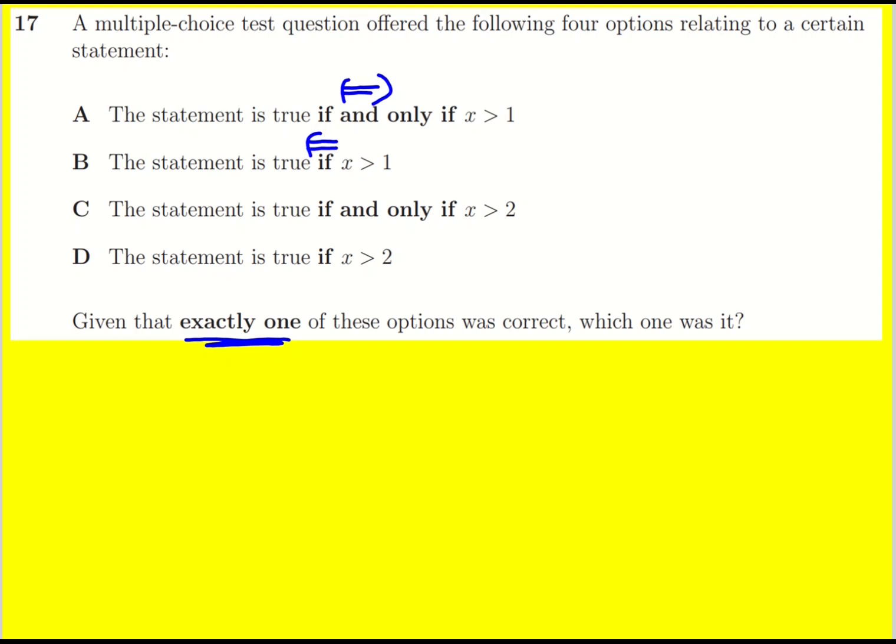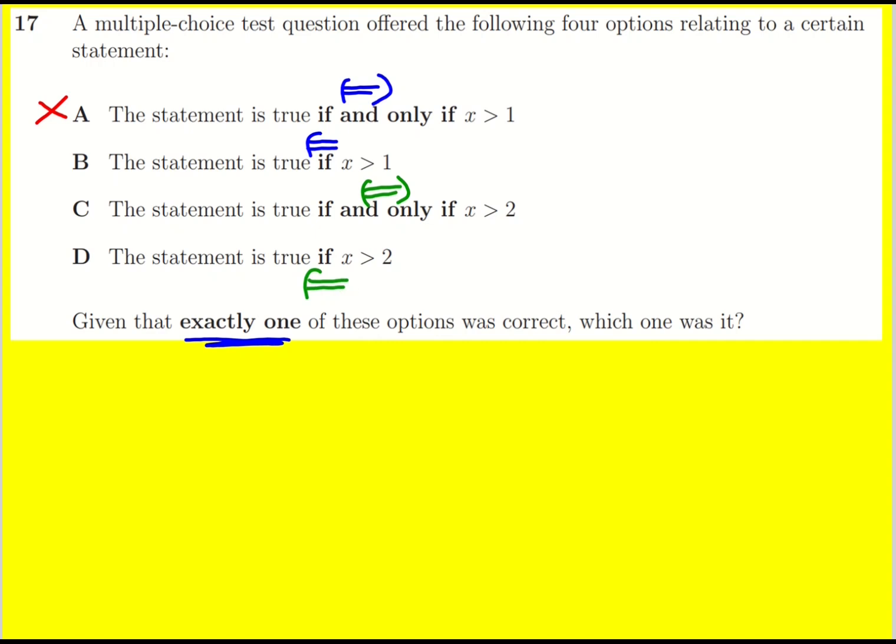Now, looking at this, if statement A was true, then the right-hand part would imply the left-hand part as well as the left-hand part implying the right-hand part, but it would mean that B was also true. And we can't have that, so it must be that A is not true. And if we then take a look at C and D, we've got a similar sort of setup. It's just this time I've got x greater than 2 in there.